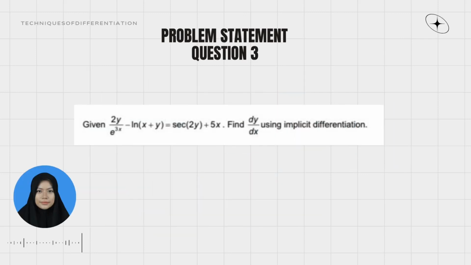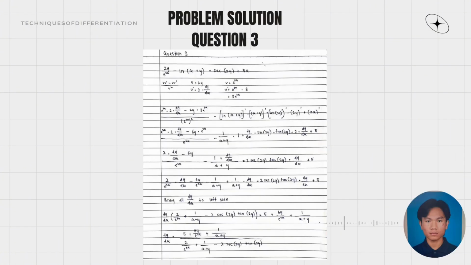Problem Statement, Question 3. Given 2y over e to the power of 3x equals ln of x plus y minus sec of 2y plus 5x. Find dy over dx using implicit differentiation. Given the equation 2y over e to the power of 3x equals natural log of the quantity x plus y minus secant of 2y plus 5x. Our task is to differentiate both sides of this equation with respect to x.